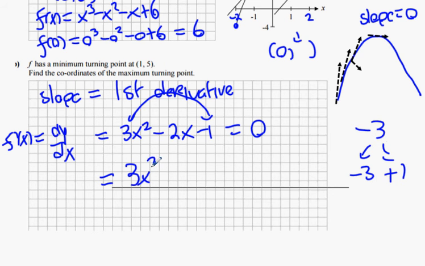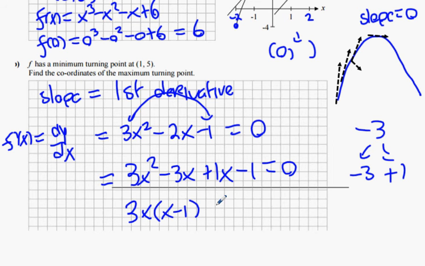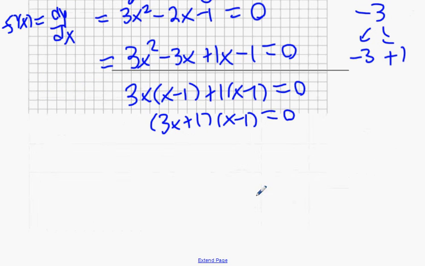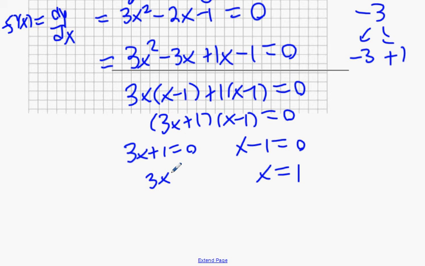I get 3x squared minus 3x plus 1x minus 1 equals 0. I factorize out 3x. Okay? And then once I'm done with that, I get 3x plus 1, x minus 1 equals 0. And once I'm done with that again, I'm going to get x minus 1 equals 0, x equals 1, 3x plus 1 equals 0, 3x equals minus 1, x equals minus 1 over 3.